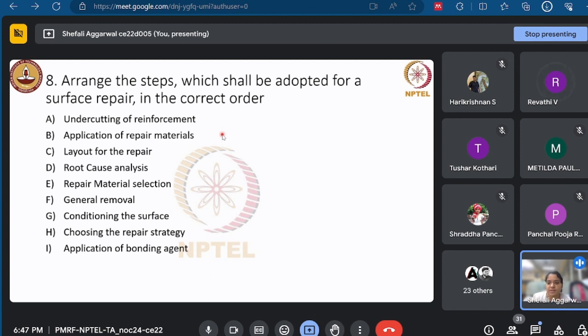Okay, the first step is root cause analysis. Second, you are telling choosing the repair strategy. Third, we are doing what? Conditioning the surface, right? That you told. No, for general removal, then conditioning. Okay, next. What is this layout for repair? Where you have to prepare a layout for the repair. What will you do at what.